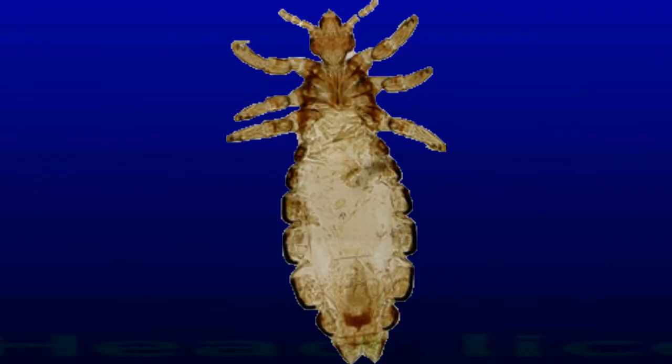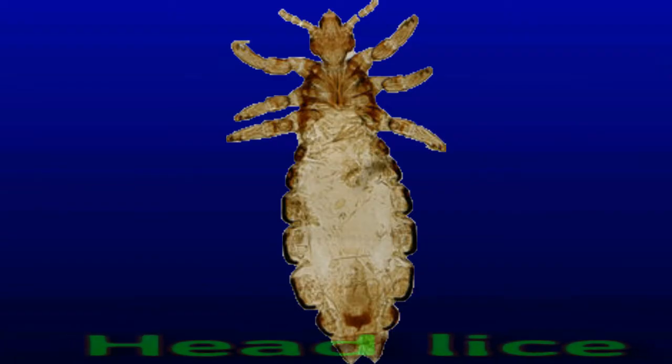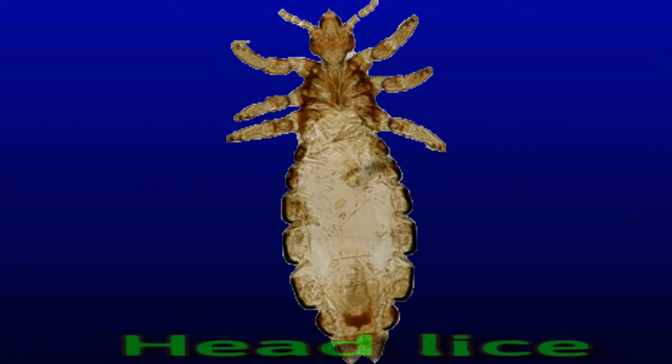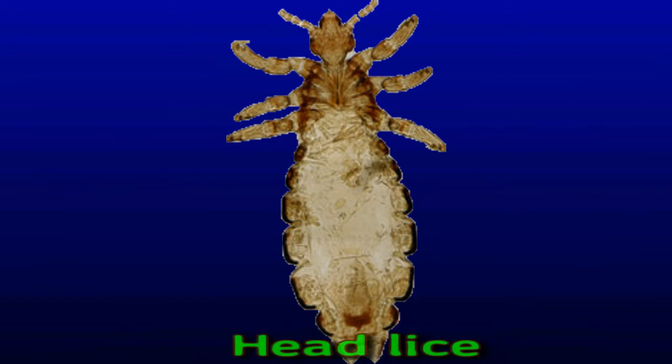Head lice. Head lice are tiny insects that attach to human hair and bite the scalp. They spread easily, usually through direct contact with the hair of someone who has head lice. If a person gets head lice, they may notice intense itching of the scalp. Excessive scratching may cause open sores and bacterial infection, which can lead to swollen lymph nodes.